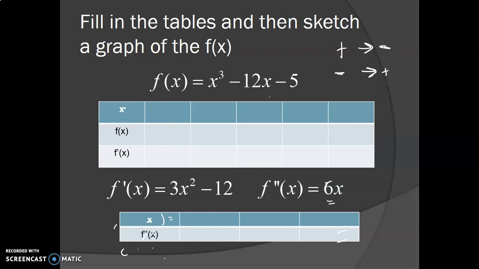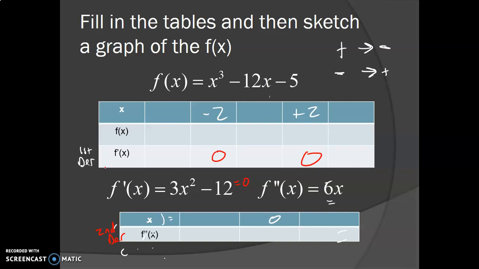So when I'm looking at the first derivative, so here's the first derivative, I wanted to know when this was equal to 0, so I had negative 2 and positive 2. The second derivative was equal to 0 when x was 0. So again, we were looking at f prime, which is the first derivative, and f double prime, which is the second derivative. Now, f prime was 0 when x was negative 2 or positive 2.